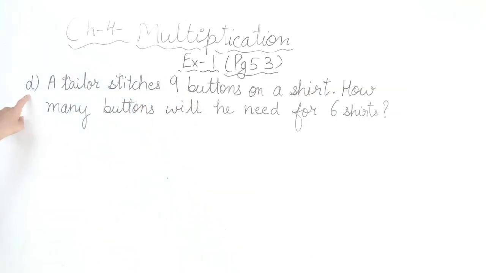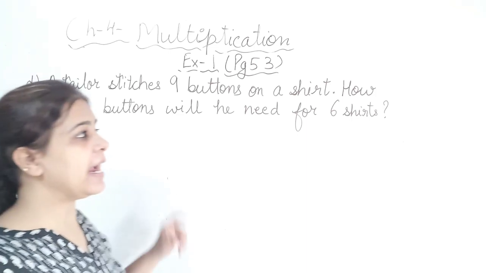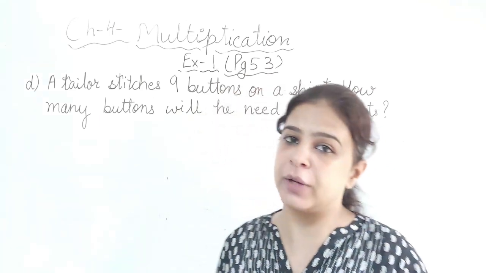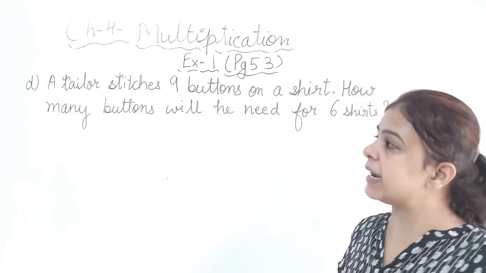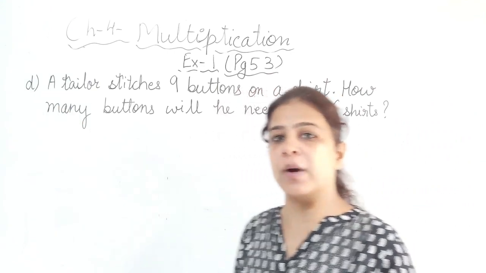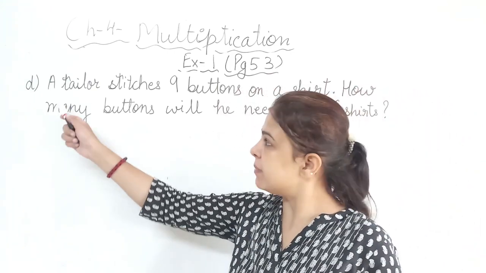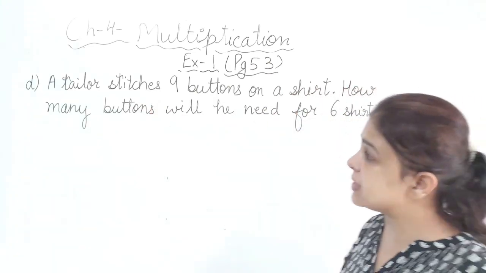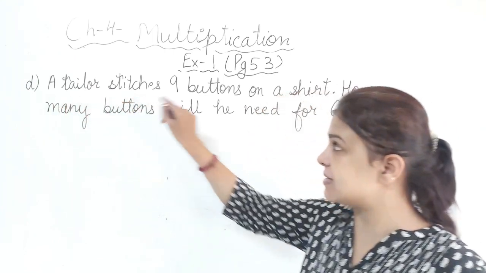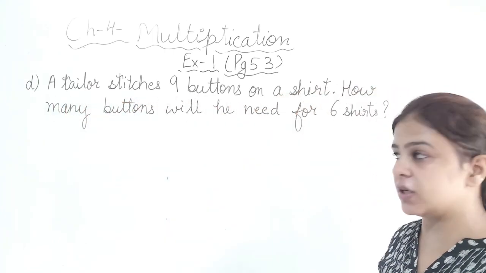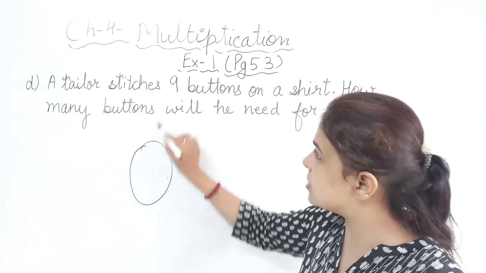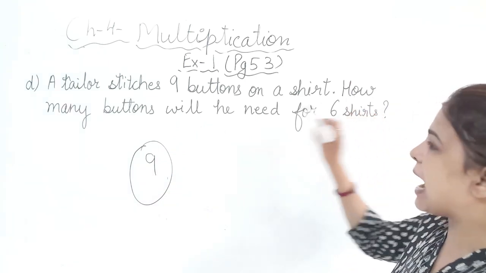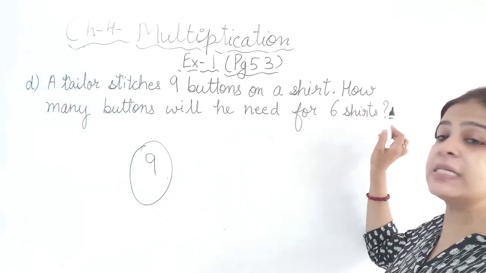Okay, now children, I will explain this question number D. A, I have already explained. Question number B, C, D, I have told you to do in your maths notebook, but again I will explain question number D over here. I will read the question. A tailor stitches 9 buttons on a shirt. Just remember this. Children, suppose there is a shirt and 9 buttons are on one shirt. How many buttons will he need for 6 shirts?